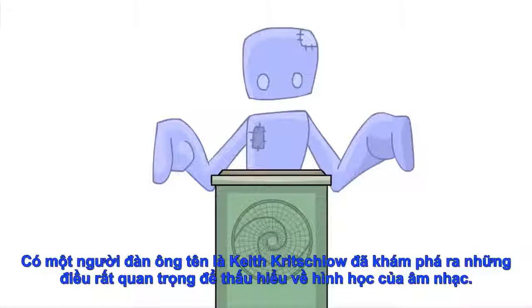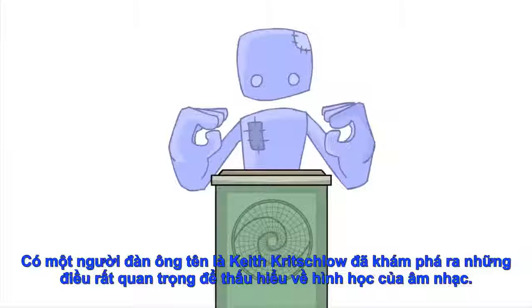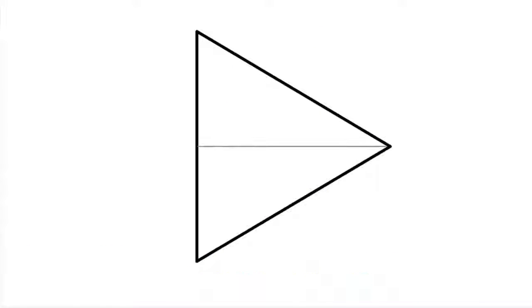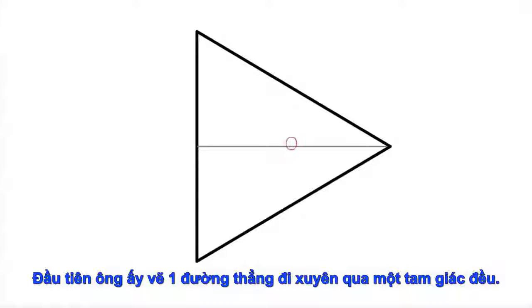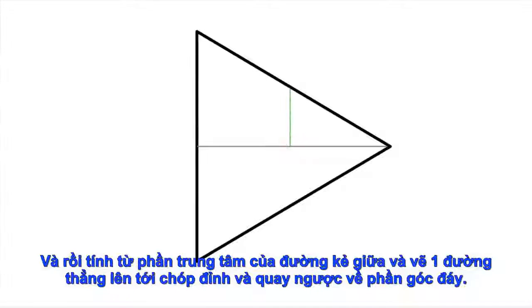There was a man named Keith Critchlow who discovered something very important to understanding the geometry of music. First, he drew a straight line through an equilateral triangle, and then he measured from the middle of the center line and drew a straight line up to the top edge and back down to the bottom corner.